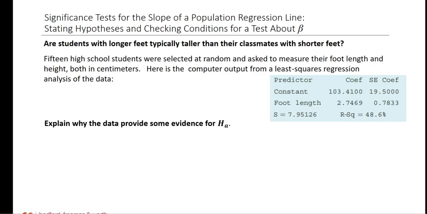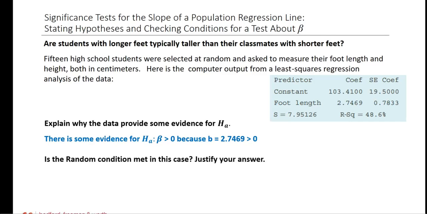Explain why the data provides some evidence for the alternate. Well, it's actually a pretty good question. So what's the slope? The slope, according to the output, is 2.7. Is that a positive number? It is. We've got some evidence there. That's our b. We're trying to use that to estimate beta. So we have some evidence of a positive relationship. Is the random condition met? We were selected at random, so that seems to be a random sample of 15 high school students.